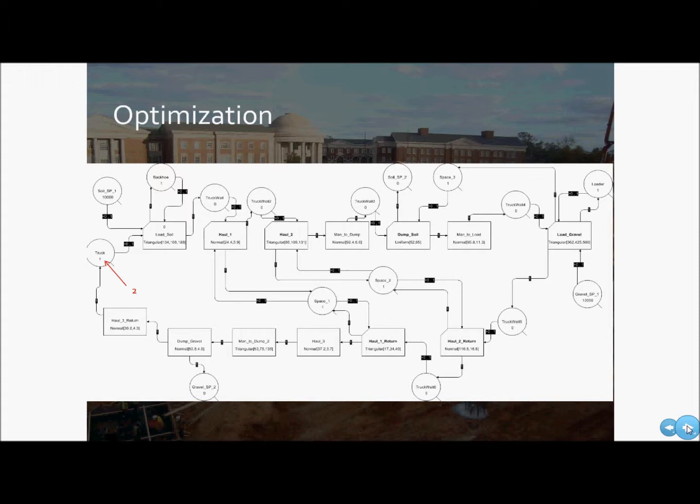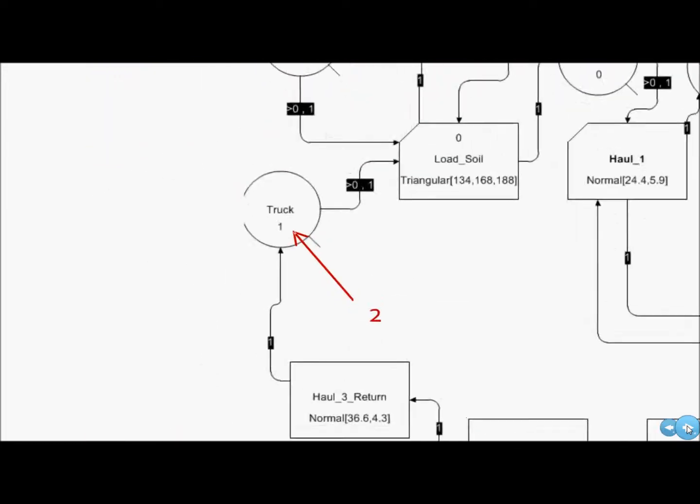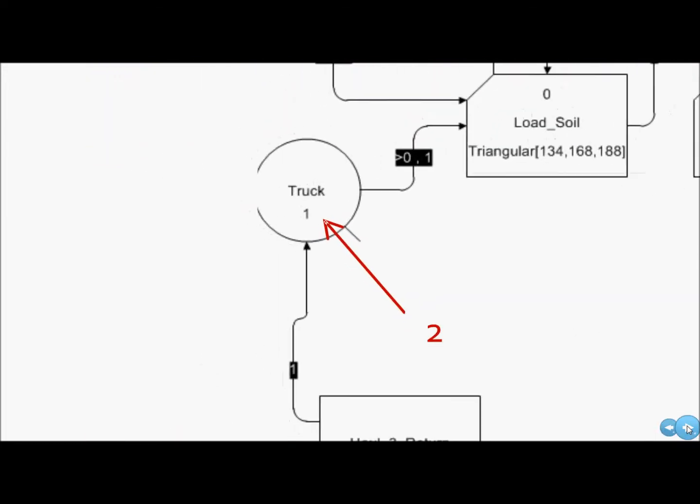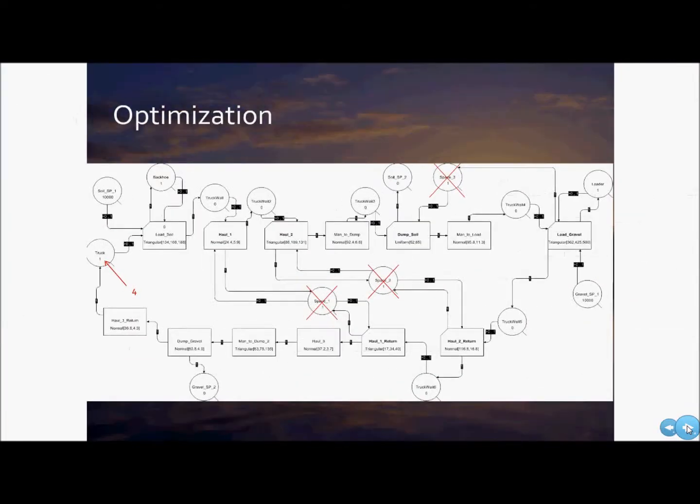This is one of our optimized models created after the feasibility analysis. It was found that if we have 2 trucks as opposed to 1 truck, we get double the production. Shown here in this optimization model of a different scenario, it was also found that if we increased our number of trucks to 4 and eliminated all of our space constraints, we would have our maximum production.